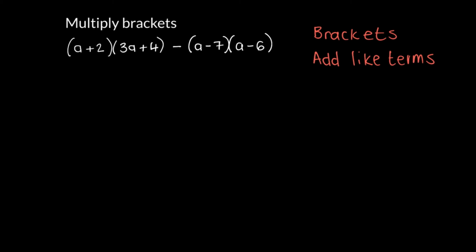We're going to start with the first bracket, okay, and we're going to just expand that out. So over here, I'm going to get a plus 2 multiplied by 3a plus 4. So I'm going to use FOIL. A multiplied by 3a, that's 3a squared. A multiplied by 4, that's 4a, and then 2 multiplied by 3a, that's going to give us 6a, and 2 multiplied by 4, that's plus 8.